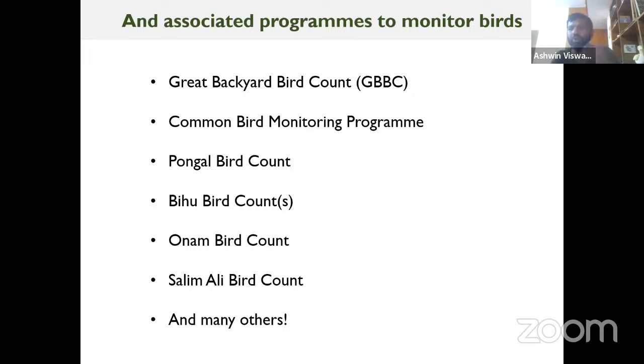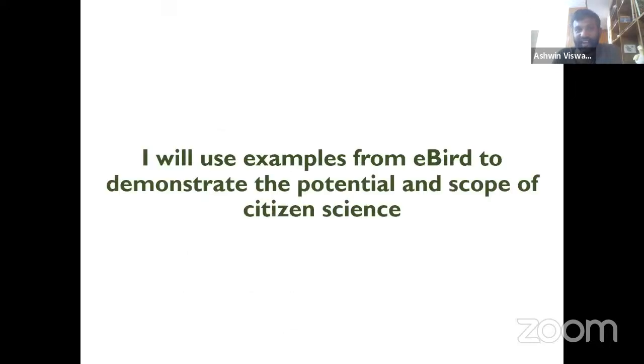Now it has grown to so many citizen science platforms and so many different questions that people are able to answer using citizen science. But I will focus on eBird in this talk going on from now to show you the potential and scope for citizen science. This doesn't mean that this is the only citizen science platform for you to look at. There are many platforms that serve many different purposes. So I would encourage you after this talk to go and find out as much as you can about every citizen science platform and what you can learn from them. I'm just going to show you what you can learn from eBird.